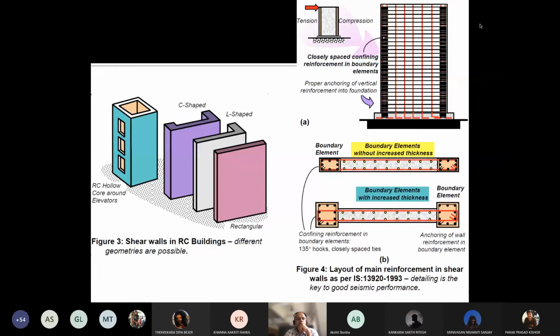So shear walls are also of many types. You have rectangular, L shape, C shape, or you have RCC hollow core around elevators. Okay. So there are different geometries which are possible. There are also the boundary elements in the boundaries; particularly the piers and the columns should be of a larger dimension as compared to the infill panel.